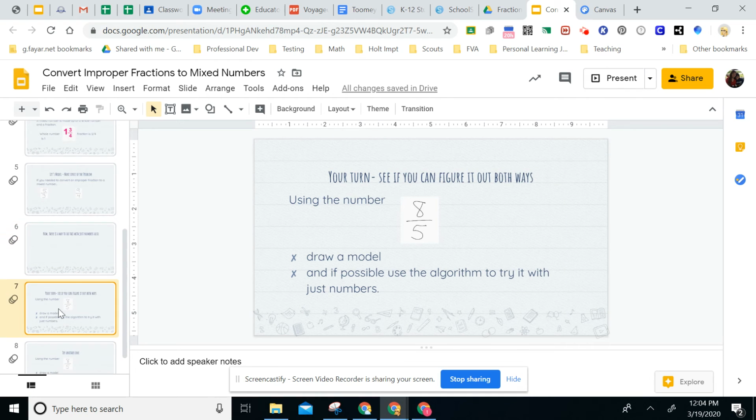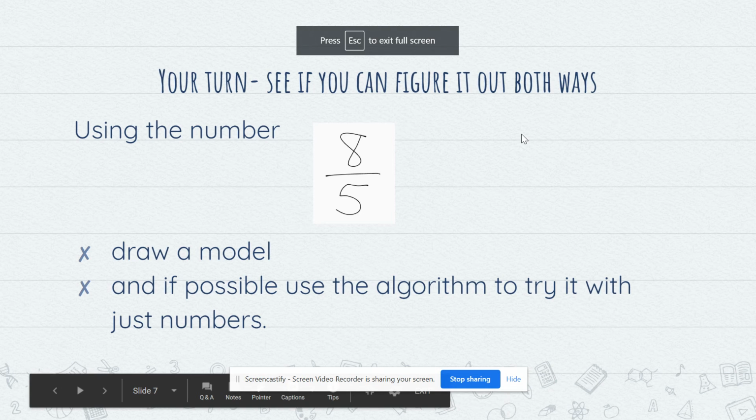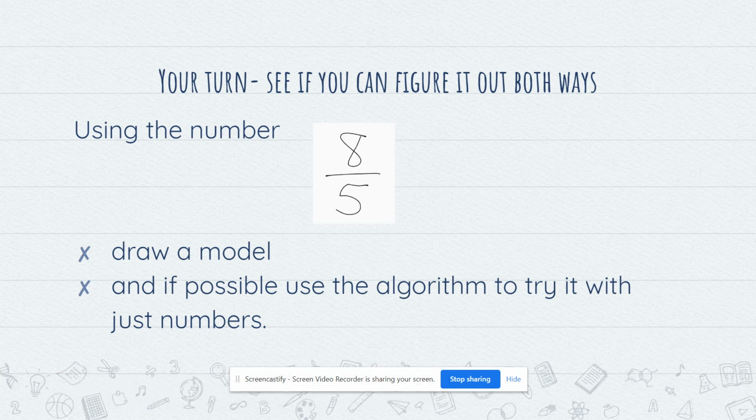All right, so let's let you try it for a minute. I'd like for you to pause the video, and on a piece of paper, or you can use that Google app that I just did with canvas.google.apps, I'd like for you to use this number 8/5. I'd like for you to try to draw a model, and if possible, see if you can reason it out either in your head or use the algorithm to try it with just numbers. So go ahead and pause that while you do that.